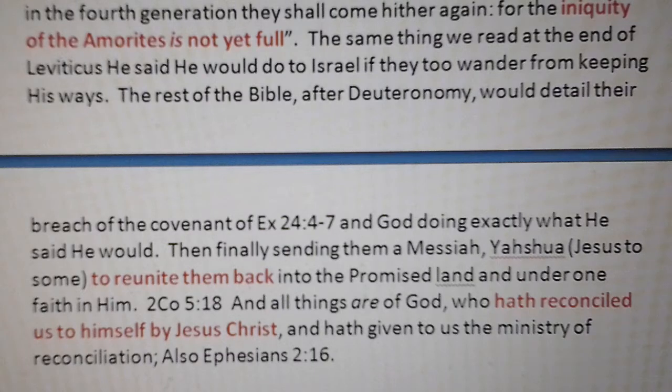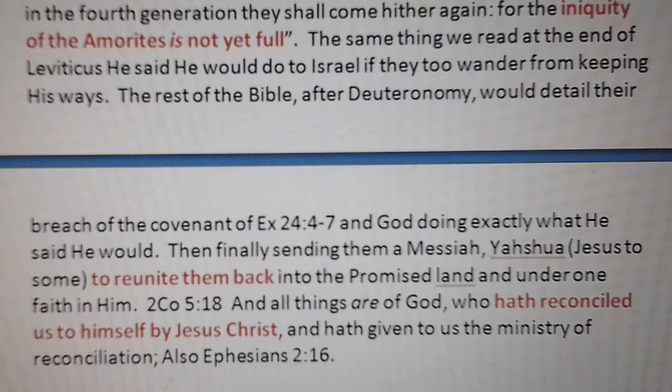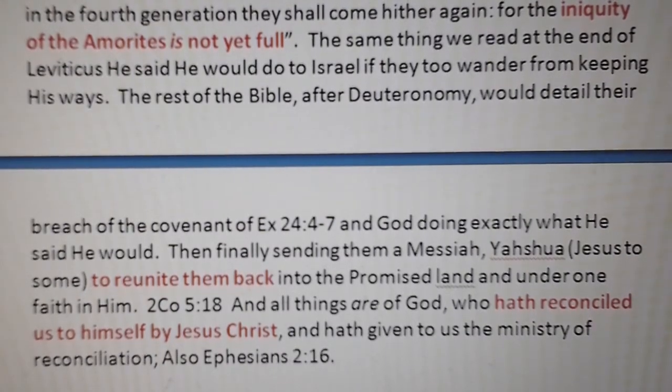Now the rest of the Bible, after the 5th book, which we're going to read after Numbers, which is Deuteronomy, those rest of the books would detail Israel's breach of the covenant of Exodus chapter 24 verses 4 to 7, and God doing exactly what he said he would do, scatter them and so forth. Then finally sending them a Messiah, Yeshua, in the New Testament, some call Jesus, to reunite them back to the promised land and under one faith, one king, one leader.